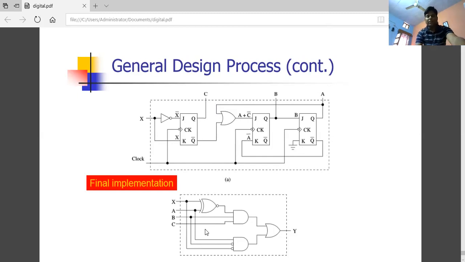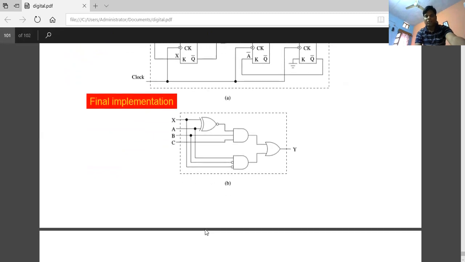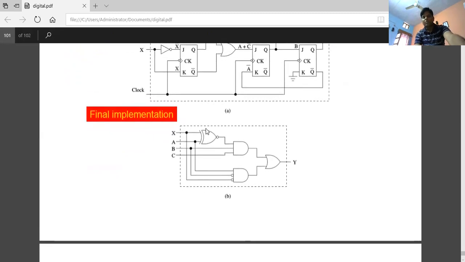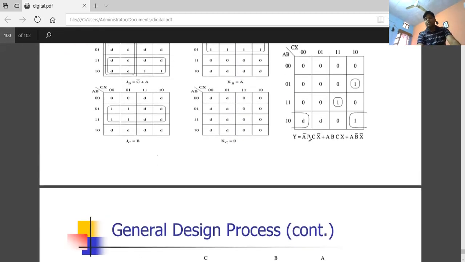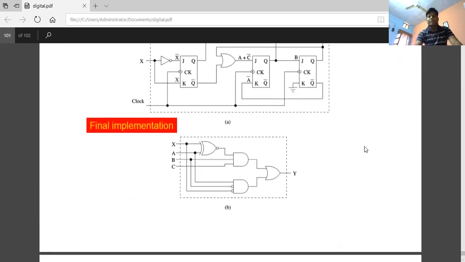The Y output section is given. So for the output section we draw with X, A, B, C as the inputs. The corresponding equation is Y equals A dash B C X dash plus A B C X plus A B X dash. We use this in this section, and we find out the Y output.